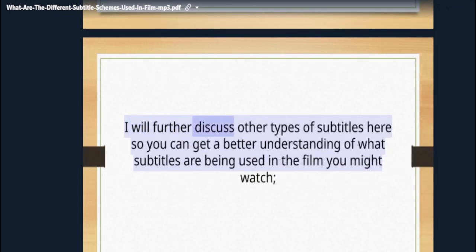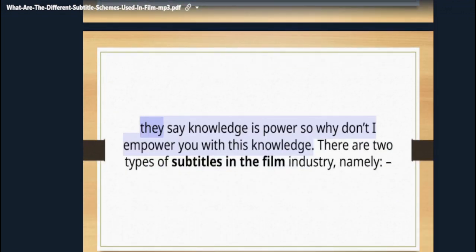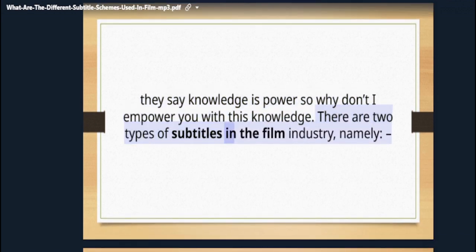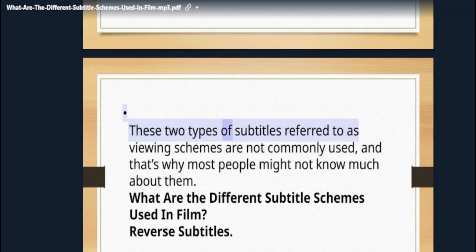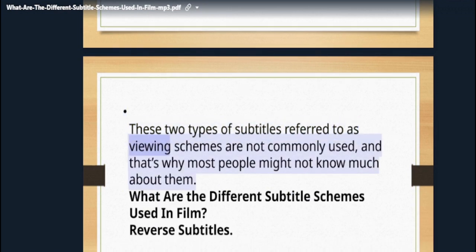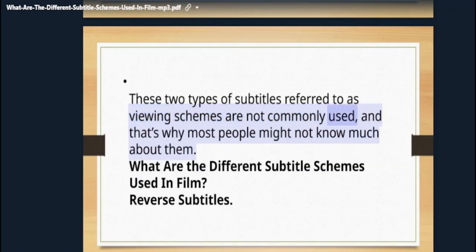I will further discuss other types of subtitles here so you can get a better understanding of what subtitles are being used in the film you might watch. They say knowledge is power, so why don't I empower you with this knowledge? There are two types of subtitles in the film industry, namely reverse subtitles and dual subtitles. These two types of subtitles, referred to as viewing schemes, are not commonly used, and that's why most people might not know much about them.